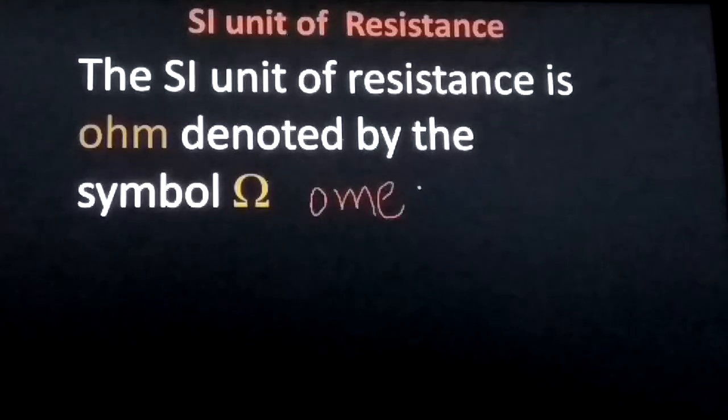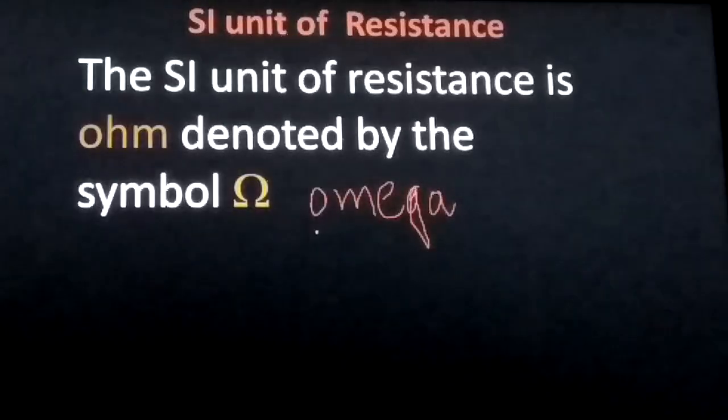Okay students, almost all the symbols are taken from the Greek letters. So it is omega. This symbol is taken from the Greek letter omega. So I think you have understood the SI unit of resistance, the ohm.